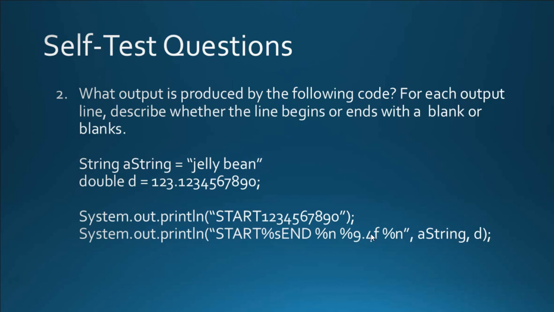Number 2, what output is produced by the following code? For each output line, describe whether the line begins or ends with a blank or blanks. String a string = "jelly bean", double d = 1.23456789. System.out.println("1234567890"); System.out.printf("start %s end %n %9.4f %n", a string, d).